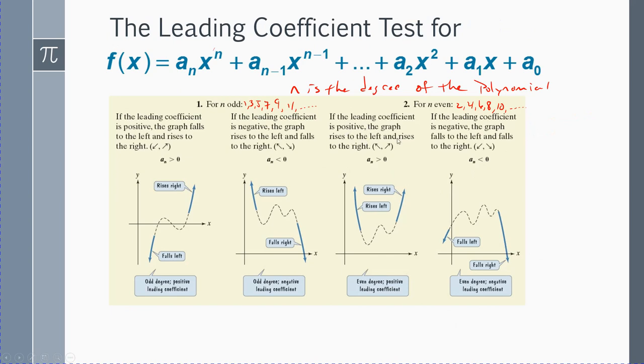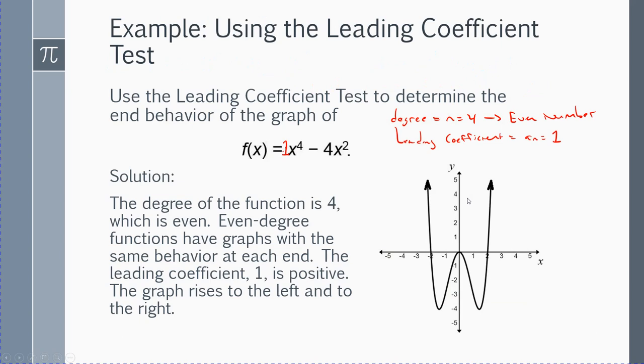So the leading coefficient is positive, which means the graph rises to the left and rises to the right. And look, you see that. As you go to the left, the graph is eventually going to shoot up, and as you go to the right, it's going to eventually shoot up. The degree of this function is 4, which is even. Even degree functions have graphs with the same behavior at each end. And here the leading coefficient is 1, positive, so the graph rises to the left and to the right.